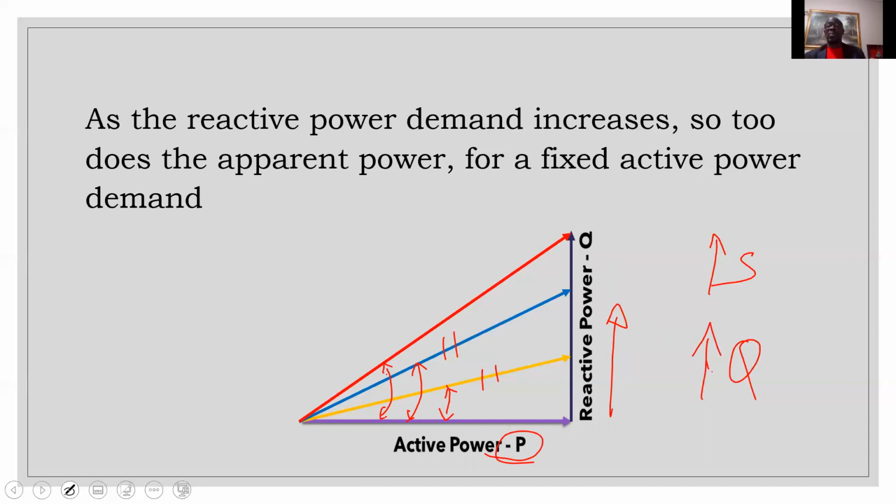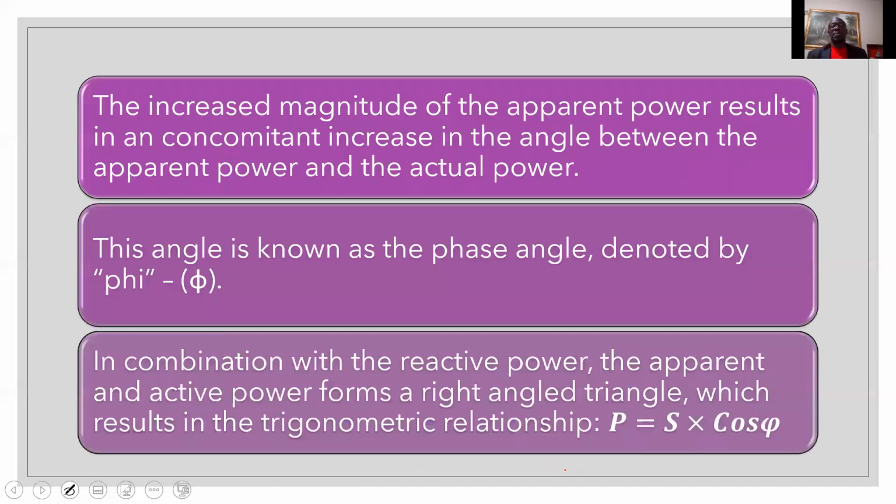Okay, so the more apparent power that I need to produce for the same active power, remember, this is the active or true power, that is what is being demanded. That has not changed, but as Q changes, S changes. And we are saying that the angle between S and P will increase as Q increases. And that angle is known as the phase angle, and we denote it using phi.